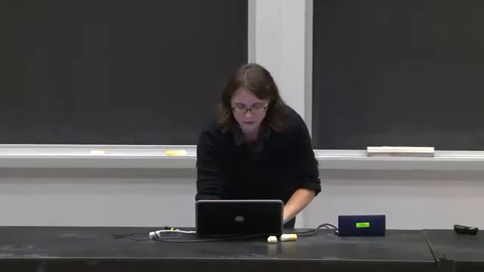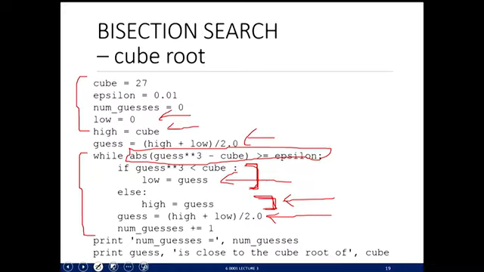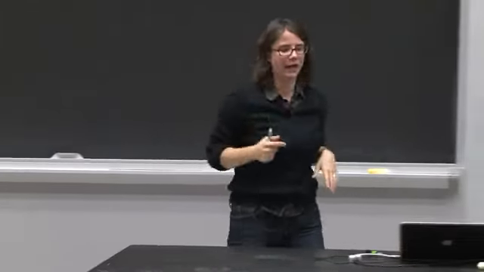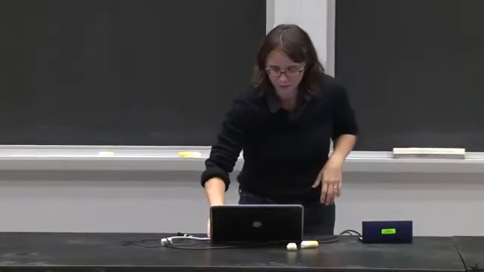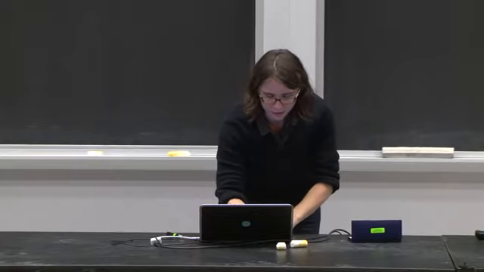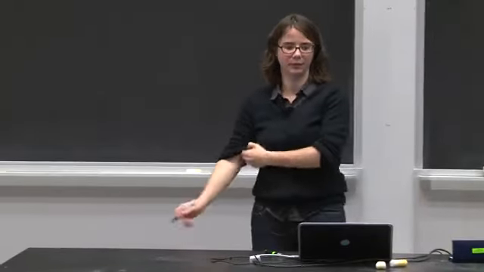Once I have these new boundaries, I make another guess, again halfway in between the new boundary points. Essentially, I'm halving my interval with every single guess. And that's what the while loop is doing. And then I print out the remaining part.